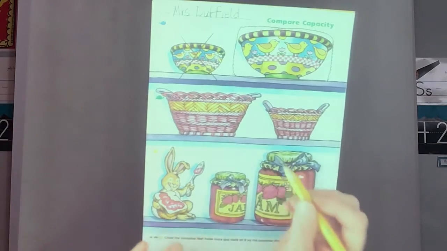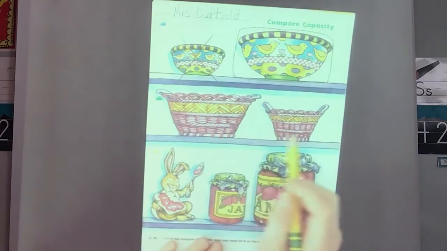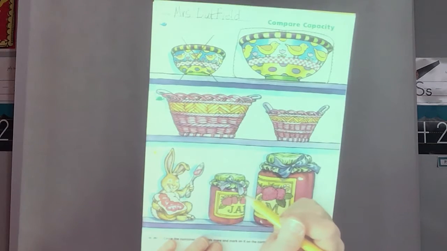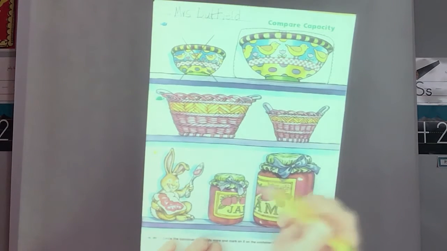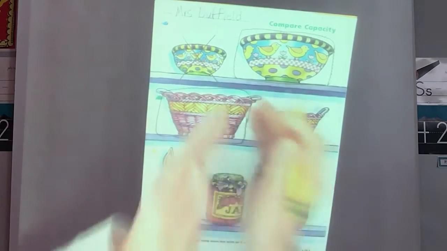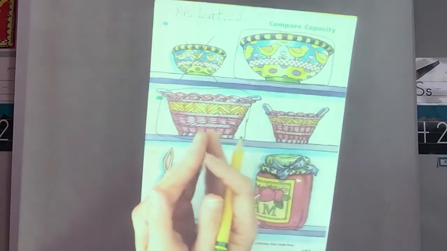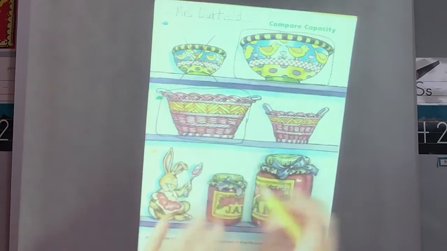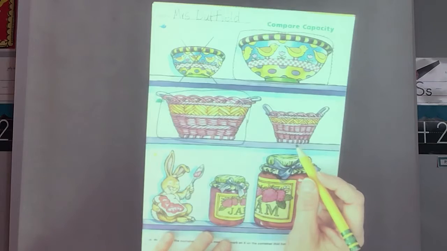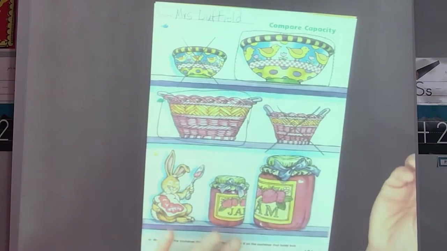Circle the one that has more capacity. Which one can hold more? Good. This one can hold more. It's bigger. It has more. Okay, cross out the one that has less capacity. It holds less of these two. Very good. That one has less.